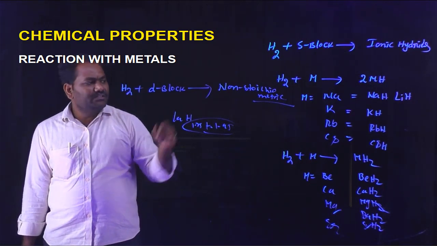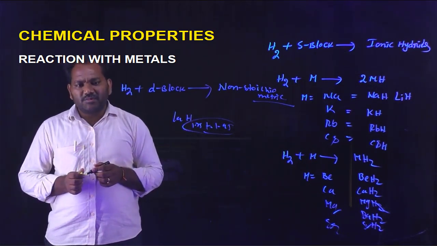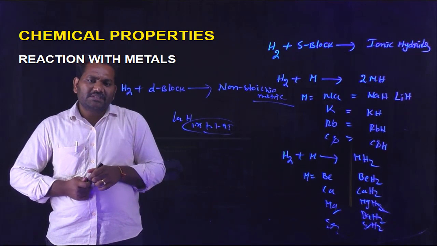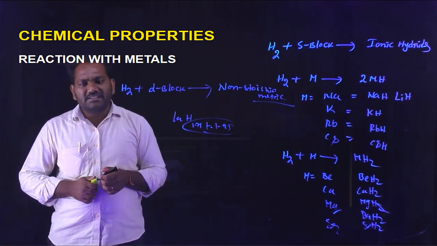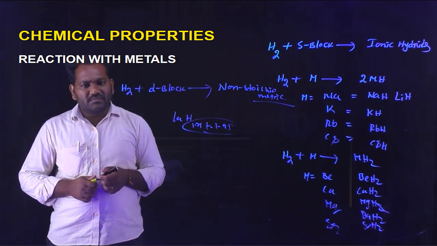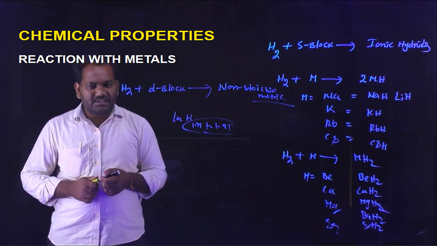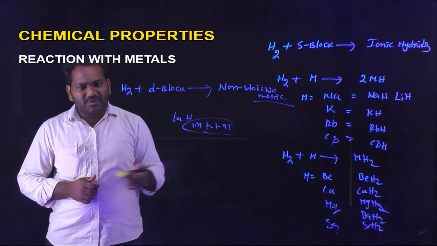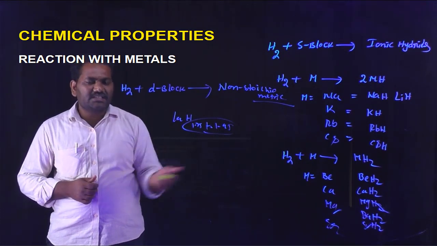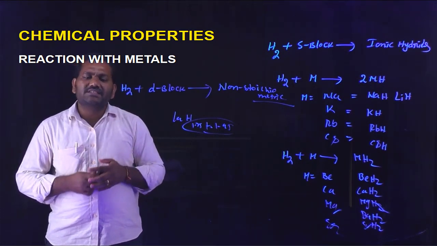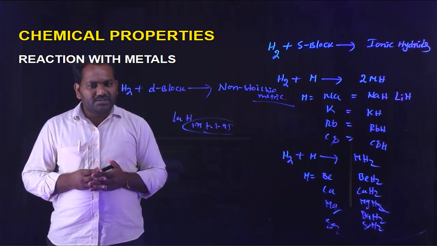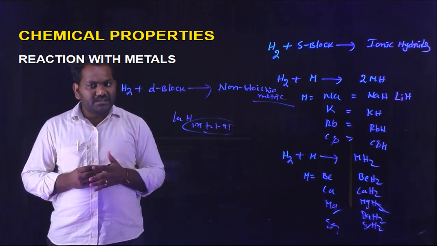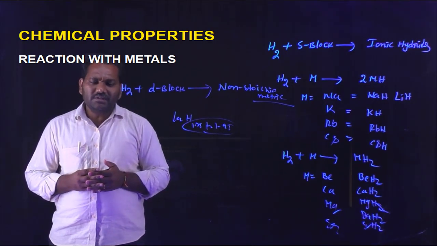Like that, hydrogen reacts with metals like S block elements and D block elements. If it reacts with S block elements, it forms ionic hydrides. Similarly, it reacts with D block or F block elements to form non-stoichiometric hydrides. About these properties, preparations and types of hydrides, we will discuss in further videos on hydrides. Okay, this is about the reaction of dihydrogen with metals like S block and D block elements.